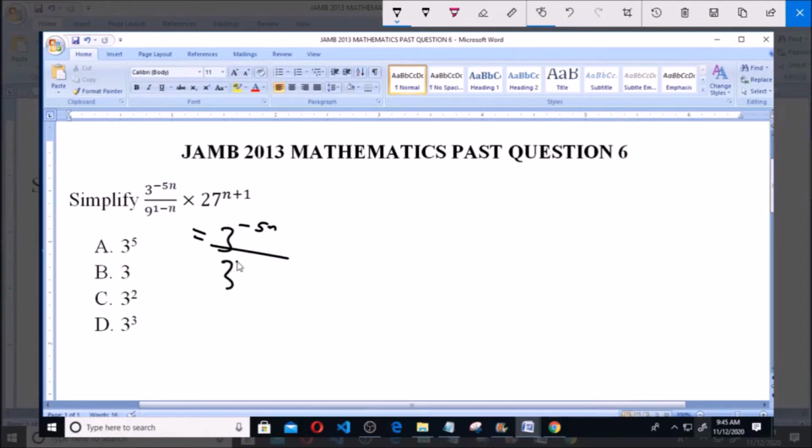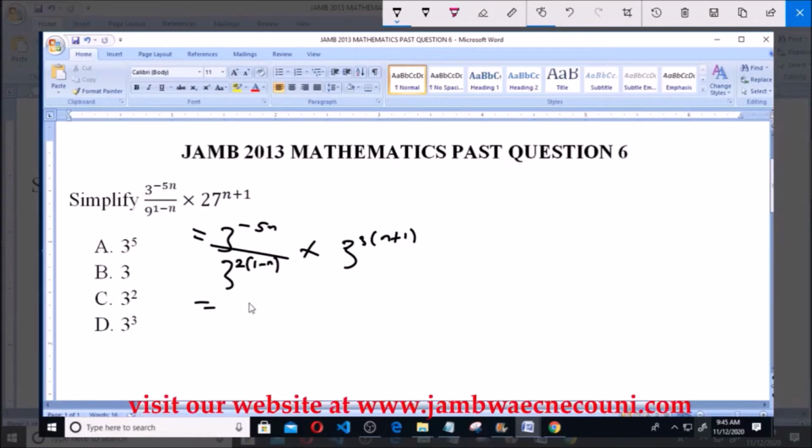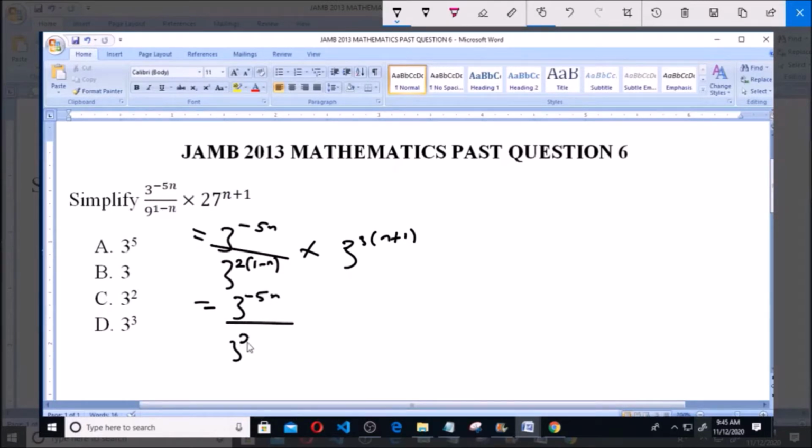3 raised to the power of 2 into 1 minus n, multiplied by 27, which is the same thing as 3 raised to the power of 3, so 3 raised to the power of 3 into n plus 1. Now here we have this equal to 3 raised to the power of minus 5n all over 3 raised to the power of 2 minus 2n multiplied by 3 raised to the power of 3n plus 3.